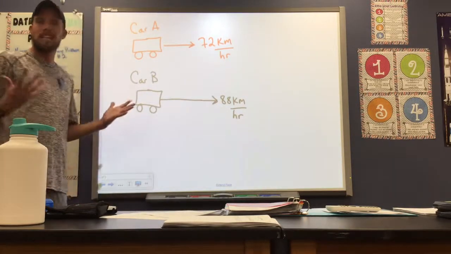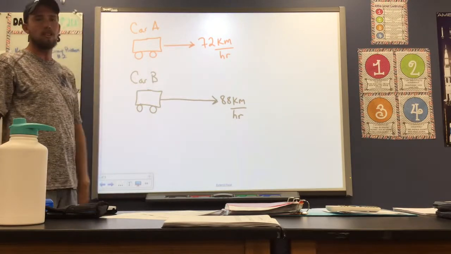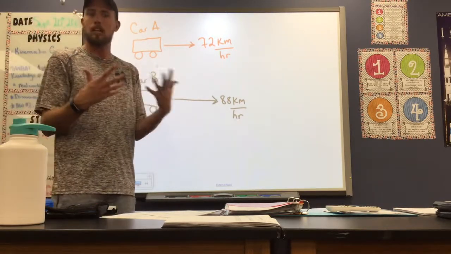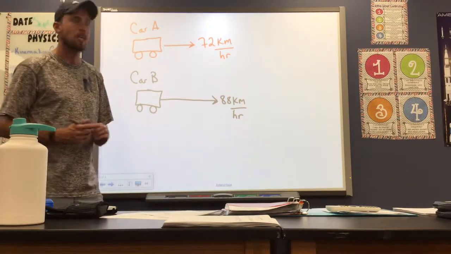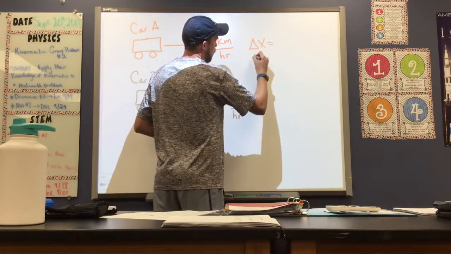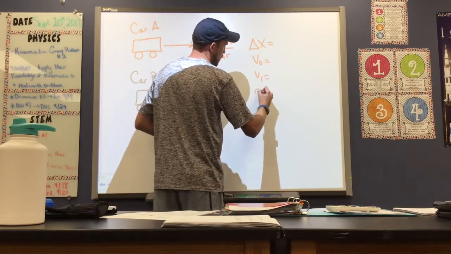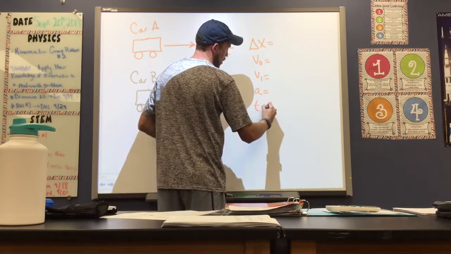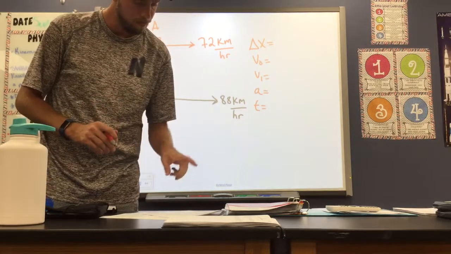My focal point here in part 1 is just going to be car A. So I'm going to take this value of 72 kilometers per hour and see if I can use that to answer my question. Relative to car A, let's list out our variables: delta x, v naught, v1, acceleration, and time. Those are the 5 variables that I'm going to deal with here.